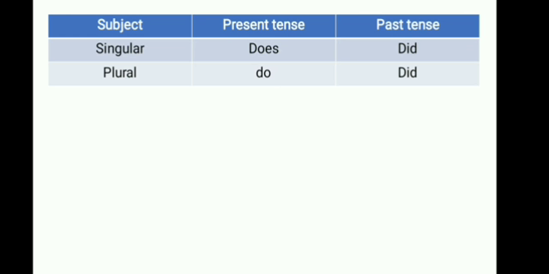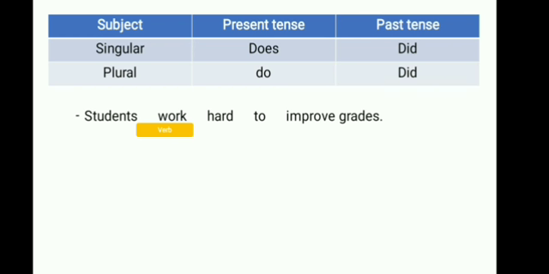Now here is a table that I have shown you, wherein you will find that do and does are to be used in present tense, whereas did is to be used in past tense. So let's go for the first statement. Students work hard to improve grades. In this sentence you will find work is the verb here. It doesn't have any helping verb, right? And if you see the verb work, is it in present tense or past tense? I think it's in present tense. It is in present tense, right?